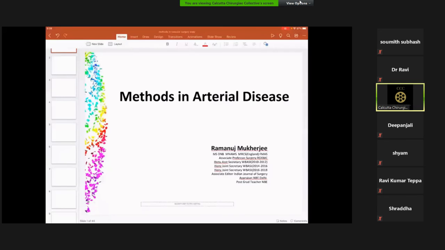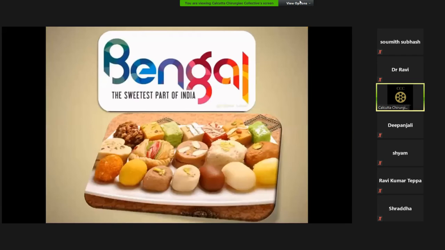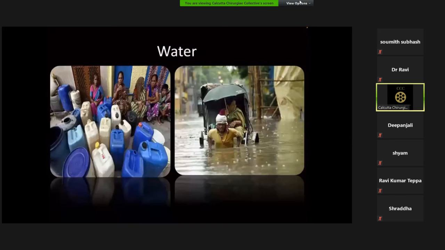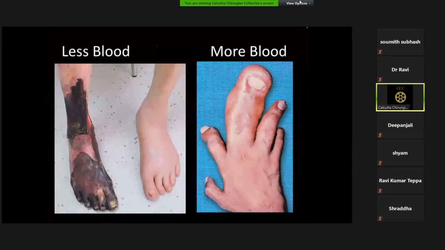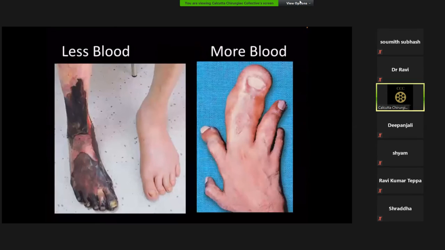All right. Now, when I start with an arterial disease problem, and we'll definitely talk about diabetic foot, arterial disease problems, as I always say, are about more water or less water. More water and less water. Now, when I talk about more and less water, remember that more water or more blood is going to lead to a hypertrophy.